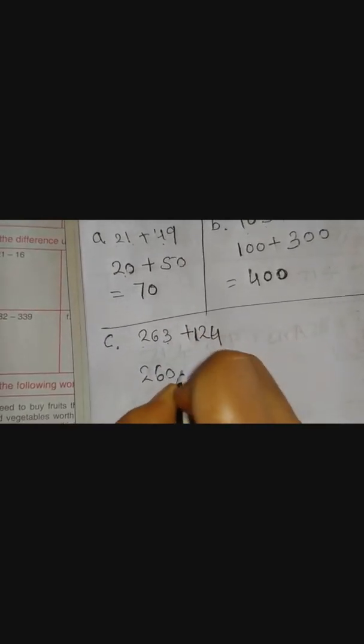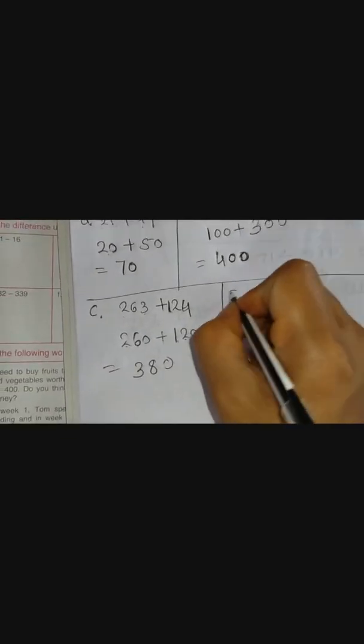Okay students, I hope your work is complete. Now we will start the next sum, C sum: 263 plus 124. We have to do the round off first. 263 rounds off to 260, 124 rounds off to 120. 0 as it is, 6 plus 2 is 8. So here we have to write 8. 2 plus 1 is 3. So 380 is the answer.